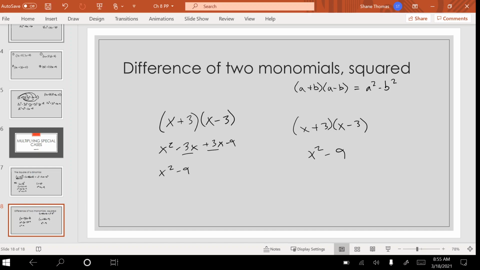My two terms are x and 3, right? One's a plus, one's a minus. Okay, square the first term. X squared is x squared. Square the last term. 3 squared is 9. Put a minus sign in between.